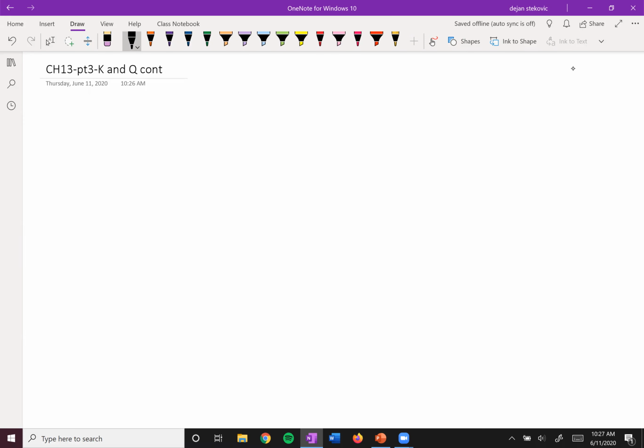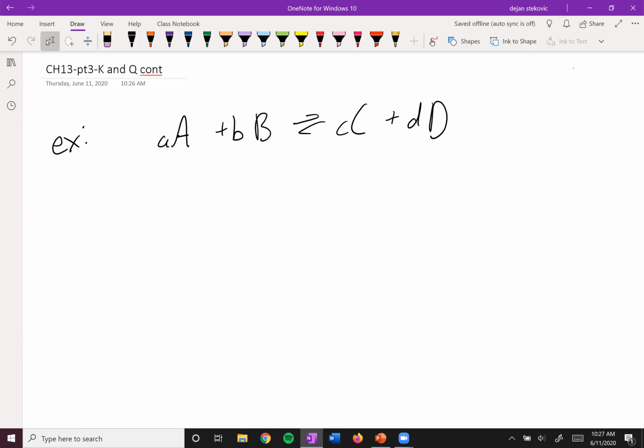All right, so we said our equilibrium constant and our reaction coefficients are the products taken to some powers over the reactants taken to some powers. Let's take a look at just a generic example. So we'll have aA plus bB in equilibrium with cC plus dD. And so the stuff on the right is our product. The stuff on the left is our reactants.